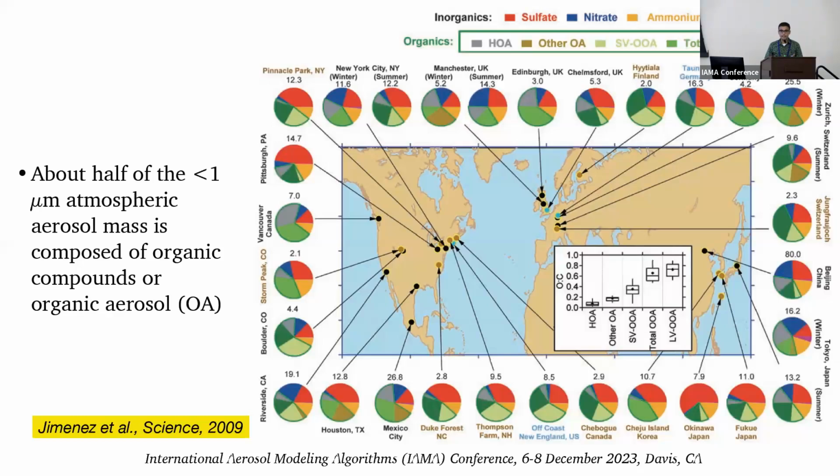So this figure is a little dated from Jimenez 2009, but it's a compilation of aerosol composition data from aerosol mass spectrometers from regions around the world, and makes this point that about half of the submicron atmospheric aerosol mass is made up of organic compounds, or as we lovingly call it, organic aerosol. The remainder is a simple mixture of a few different inorganic species: ammonium sulfate, ammonium nitrate, and if you live close by the sea, sodium chloride.